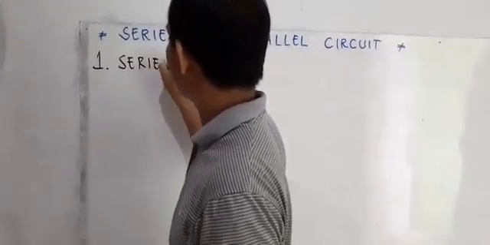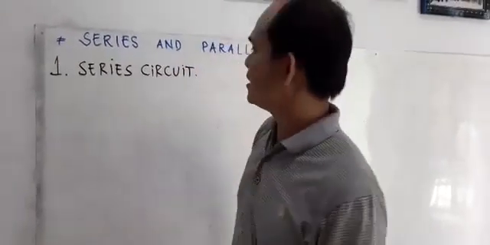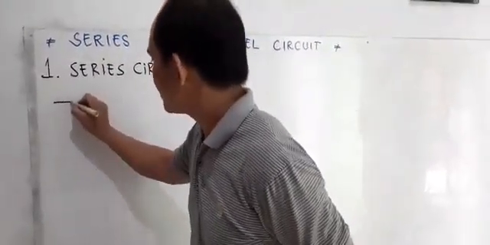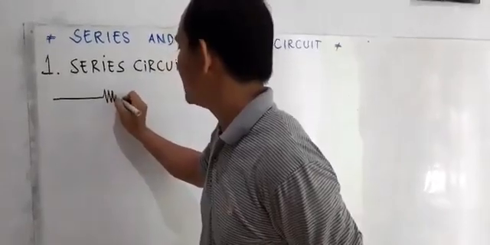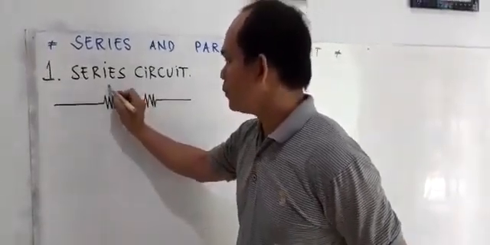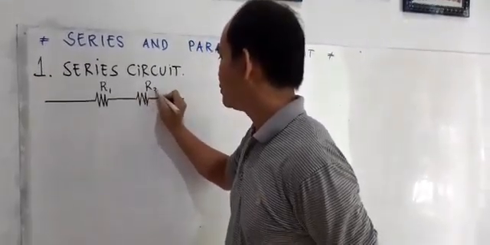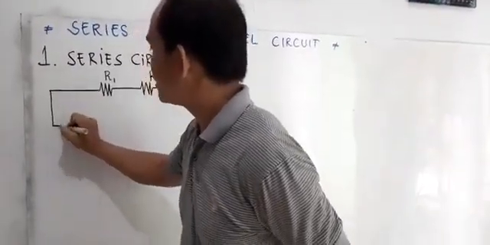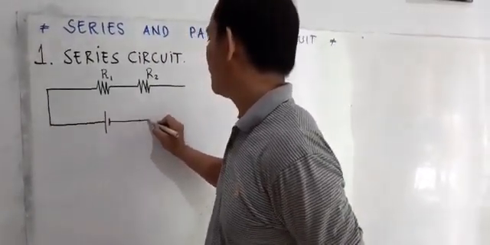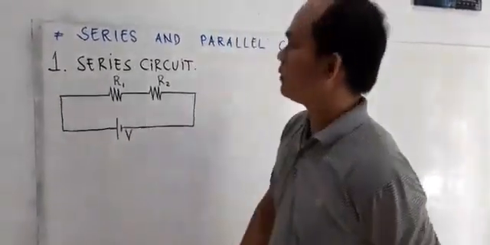The first is the series circuit. So what is a series circuit? To answer that, we have to learn first about the first resistance and the second resistance. The symbols for the resistances are R1 and R2, and then there is a symbol of voltage here, V1. That is saying this one is V, or voltage.